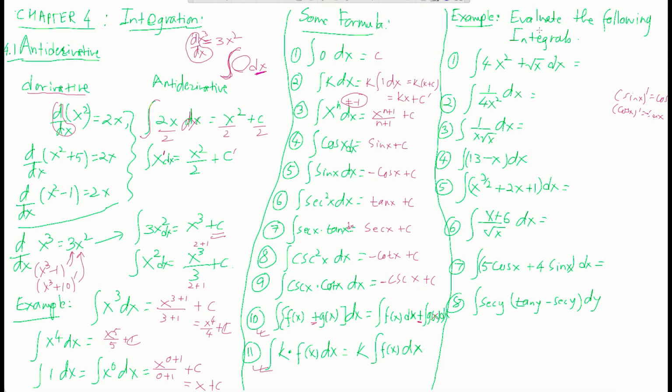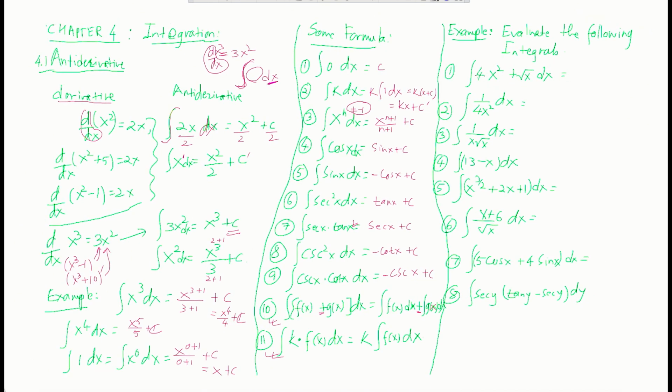Let's see the example here. Let's do this example. You have the integral of 4x squared plus root x dx. Let me write this in simplified form. Since this is a constant, you can pull that out. That's what this says, right?